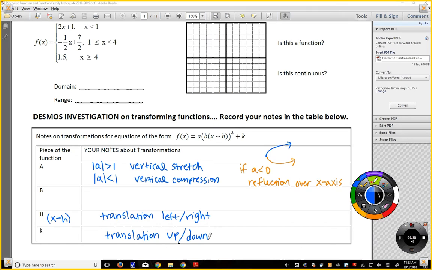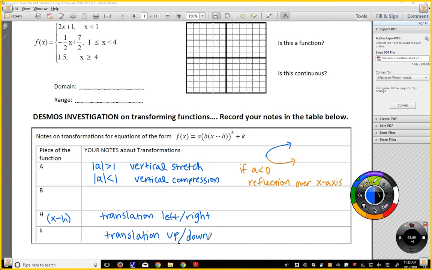So the b value was inside your radical, right? So it's affecting the x's. So it's about horizontal stuff, okay? If it's changing something horizontal, we want to establish what it was changing exactly. So when you slid the b values, what did you see happen to the graph?